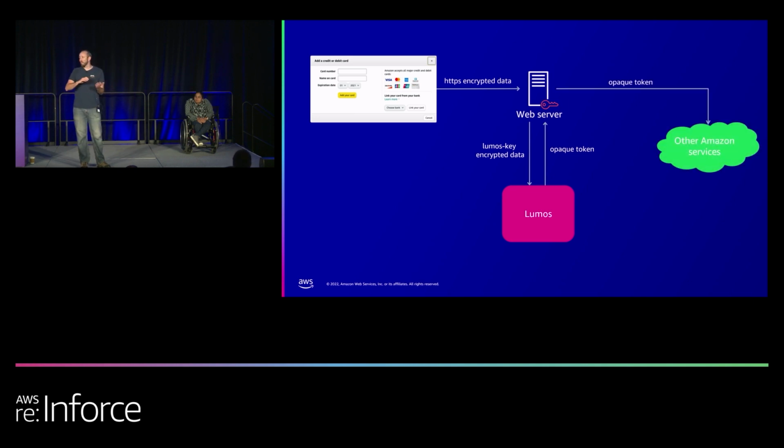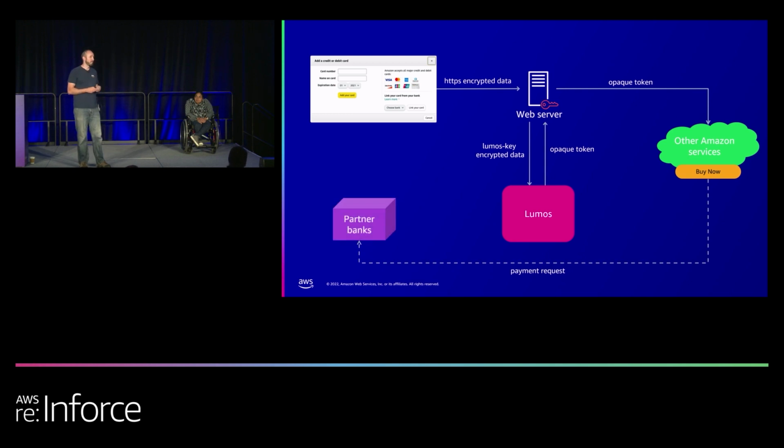We then send that opaque token to all of our other payment services throughout Amazon. Time goes on, sometime later, you click the Buy Now button, and what we'd like to do is send a payment request to the bank. But the problem is that we only know the token, and it doesn't have any meaning.